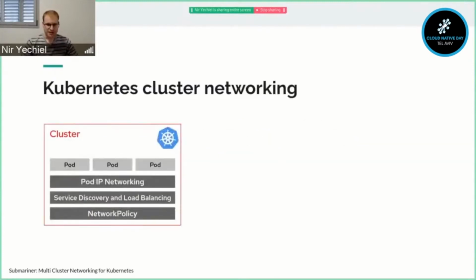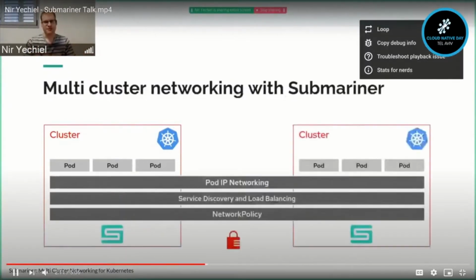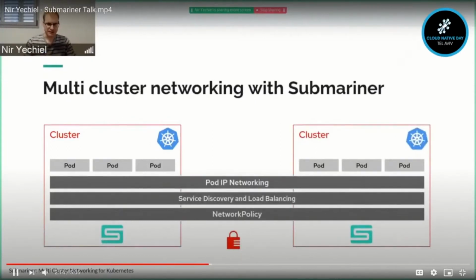So just to get the basics of what we're doing, this is what networking looks like for one Kubernetes cluster. It's essentially pod IP networking, service discovery, load balancing, network policy. All of those objects are only known to be working for one single cluster. Submariner is really about taking those concepts and extending them and making them multi-cluster aware, so that we can enable IP networking and pod networking between different clusters. Similarly, DNS and service discovery and things like network policy.